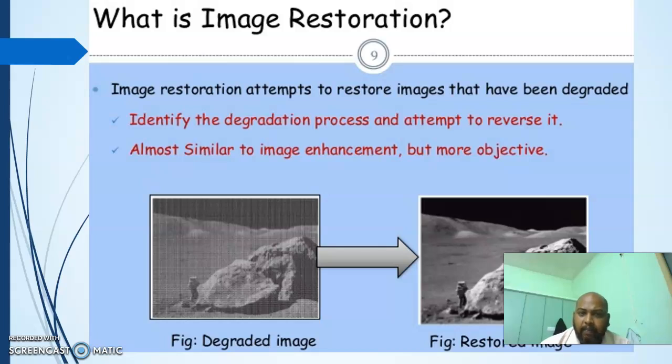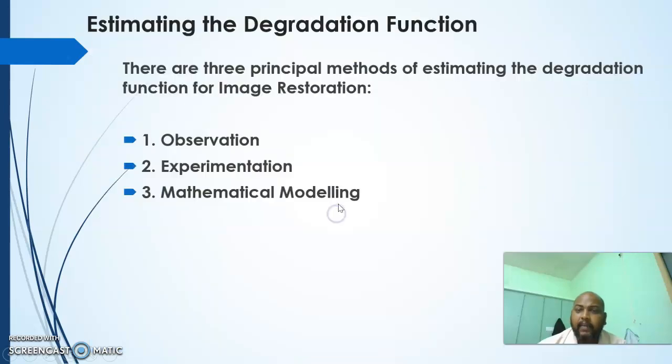As referred, image restoration aims to restore images that have been degraded. So first it identifies the degradation process and attempts to reverse it. It is almost similar to image enhancement, but more objective. Here, in the picture, this is a degraded image due to noise. After restoring, the image is very clear. So like this, improvement of quality will be carried out in image restoration.